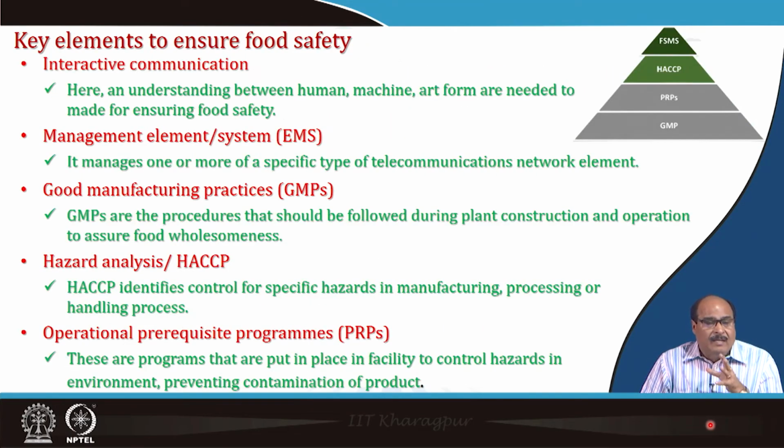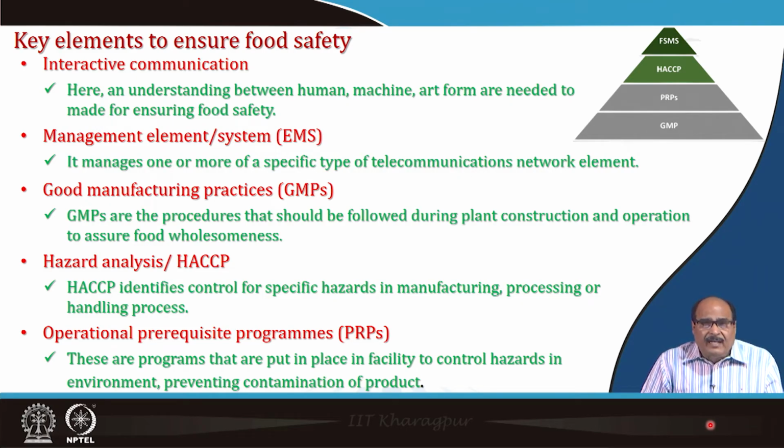Okay. So, the key elements to ensure food safety are that there should be proper interactive communication. Okay. That is where humans and machines all act properly to ensure food safety. Then the management element or system, which manages one or more specific elements. Then good manufacturing practices, that is, the procedures that should be followed during plant construction as well as operation of the plant to ensure food wholesomeness or to ensure production of safe food.